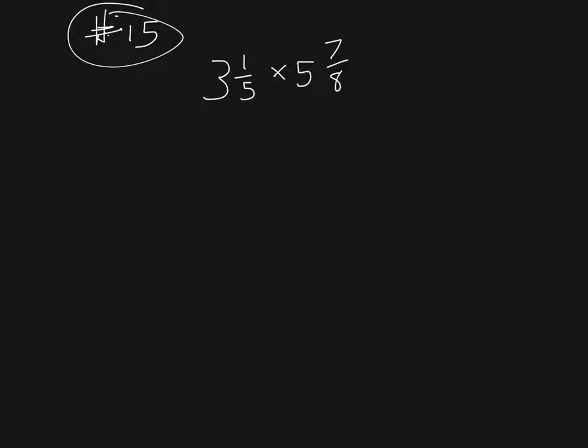Number 15 is always going to be about multiplying mixed numbers. One of the biggest mistakes people make is they will multiply the whole numbers, they will multiply the fractions, and then slap the answer together. If you do that, you're forgetting that 1/5 is also going to multiply the 5, and the 3 is also going to multiply the 7/8. So it's a lot more complicated when you break it up like that.